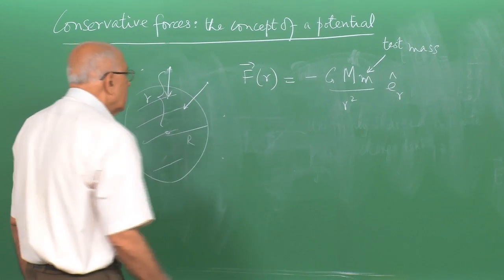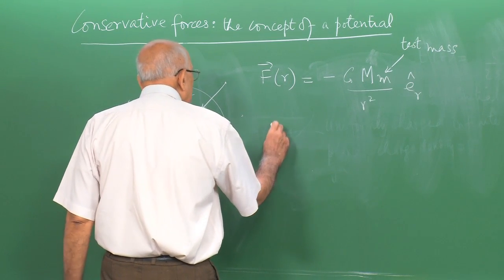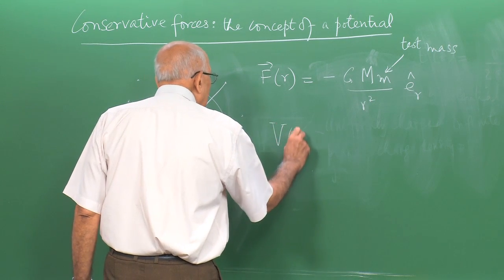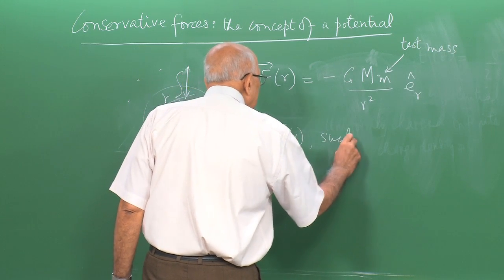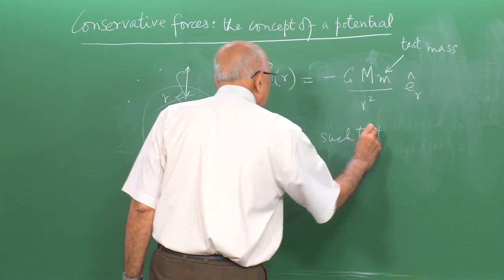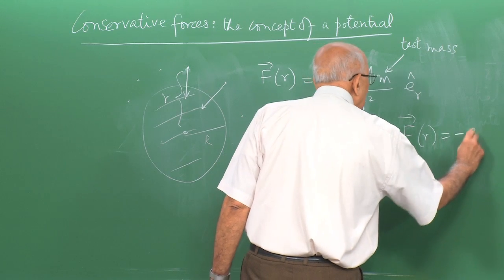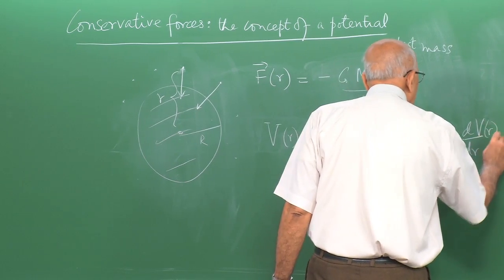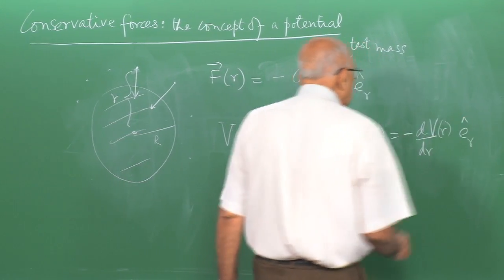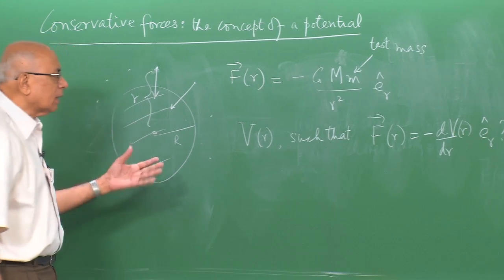So the question is, can I write down what the potential energy of this object is? In other words, is there a function V of r such that F of r is equal to minus dV over dr, times e_r? Can we find such a V of r?